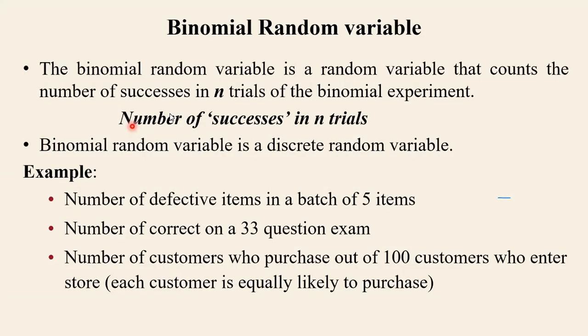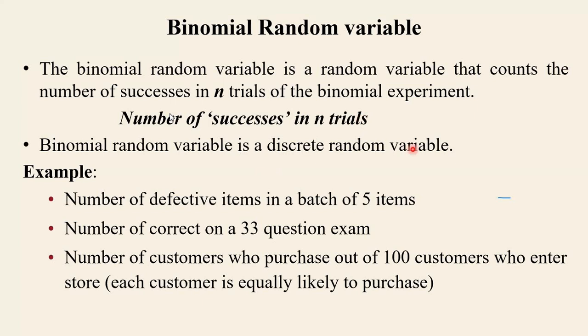Then the binomial random variable. Right? The binomial random variable is a random variable that counts the number of successes in n trials of the binomial experiment. So, how we define the number of successes in n trials is called a binomial random variable. It is a discrete variable. We are able to count how many successes there are out of n trials.